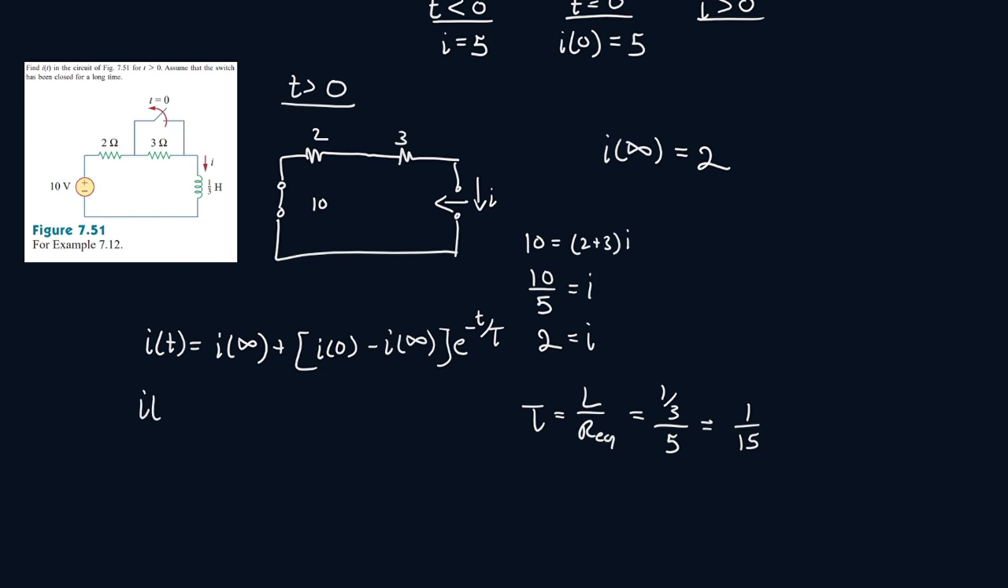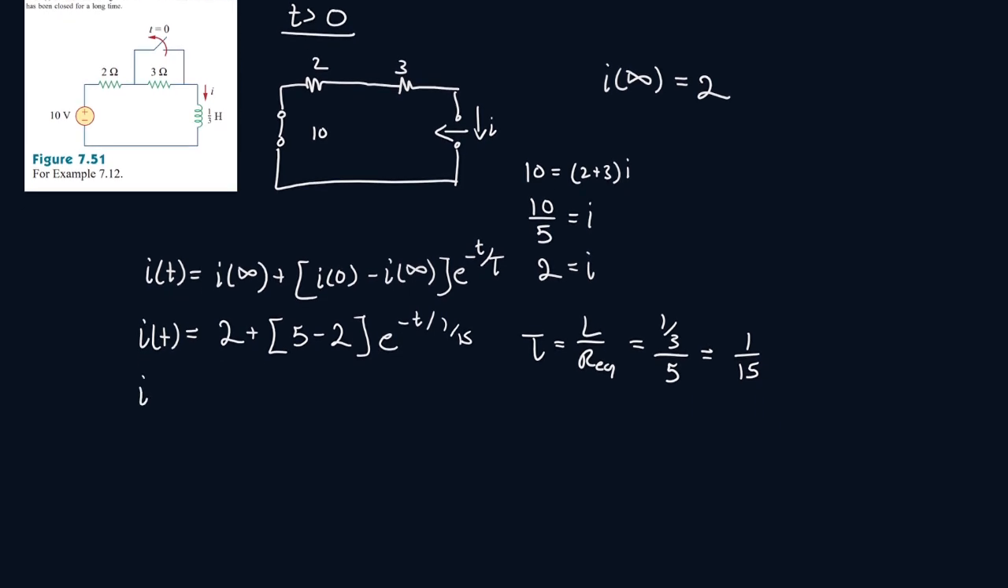So to find I of t, it's going to be I infinite, which is 2, plus I of 0, which was 5, minus 2, times e to the power of t over 1 over 15. So I of t will be 2 plus 3e to the power of 15t. And this is in amps, and this is your final answer.